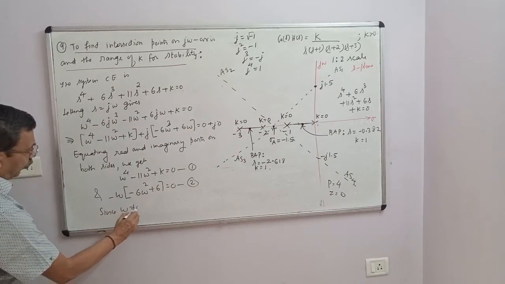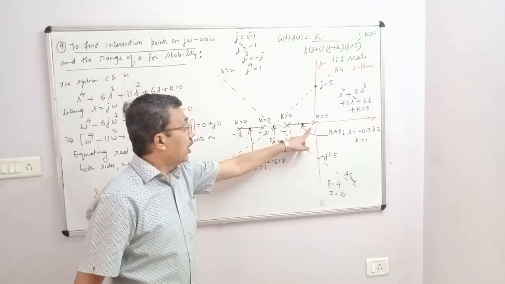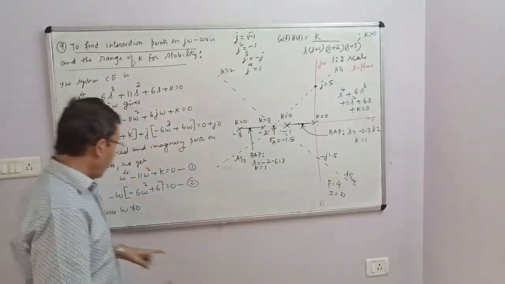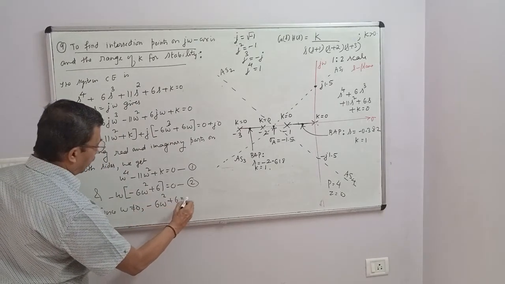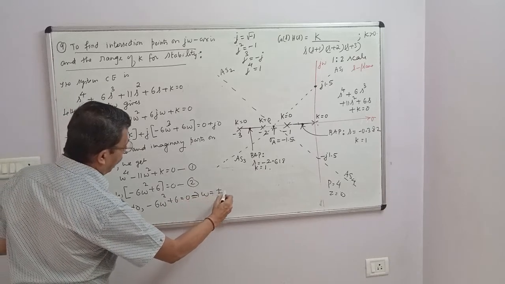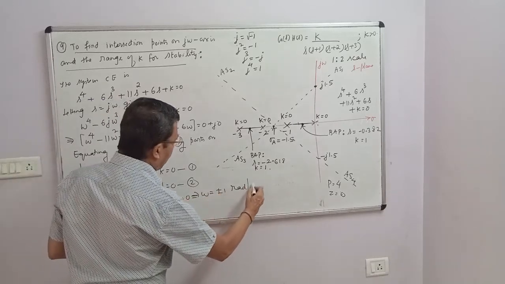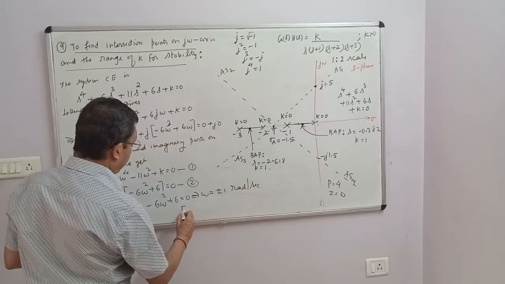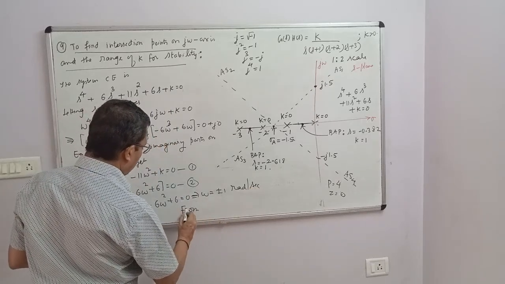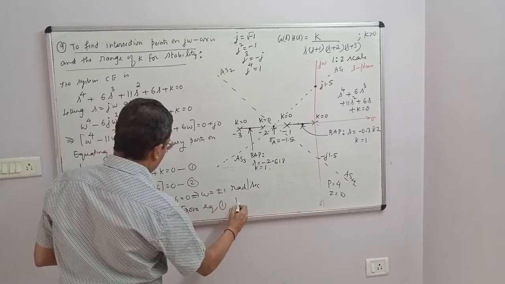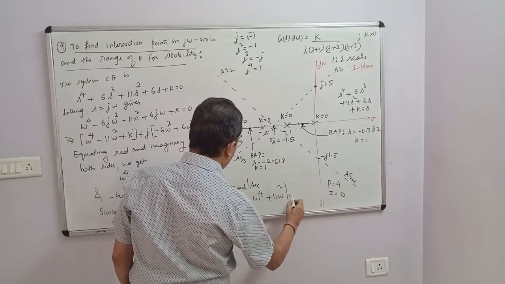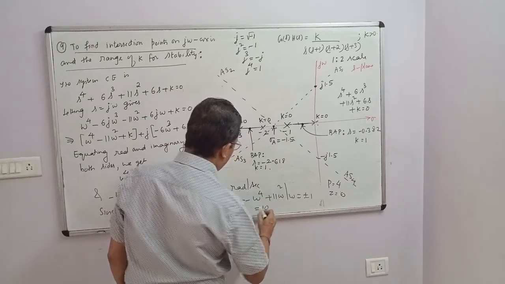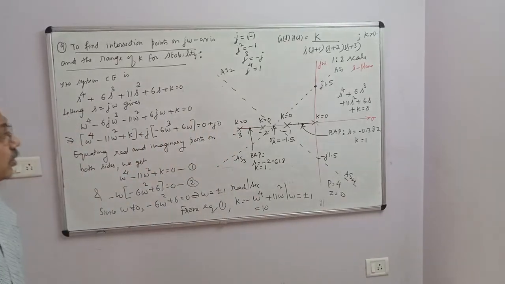Omega cannot be 0. Omega can be 0 only at the origin. At the intersection point, omega cannot be 0. Therefore, since omega cannot be 0, minus 6 omega square plus 6 is equal to 0. This implies omega is equal to plus minus 1 radians per second. From equation 1, k is equal to minus omega to the power 4 plus 11 omega square, at omega equal to plus minus 1 is equal to 10. So at the intersection point, the value of k is 10.